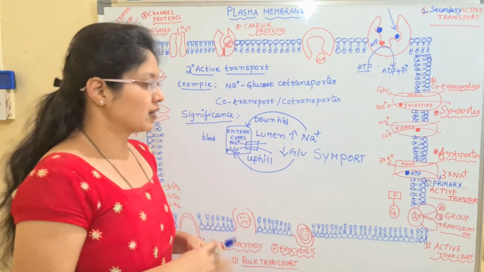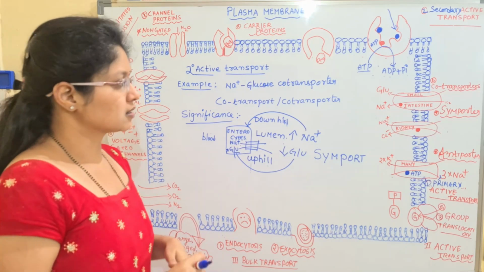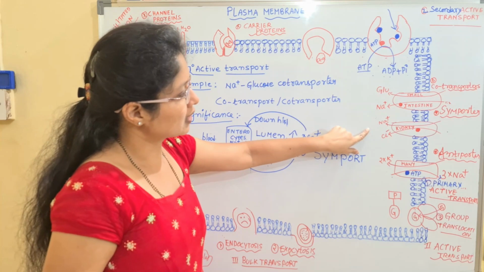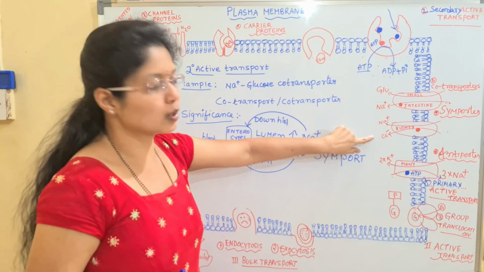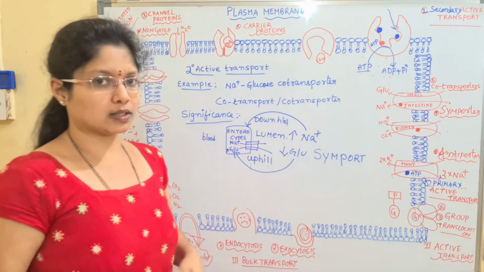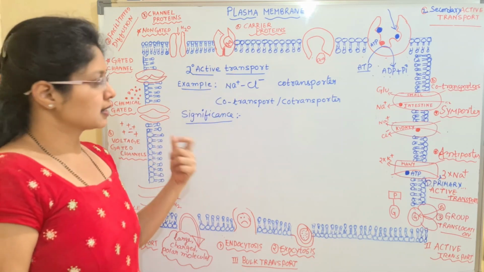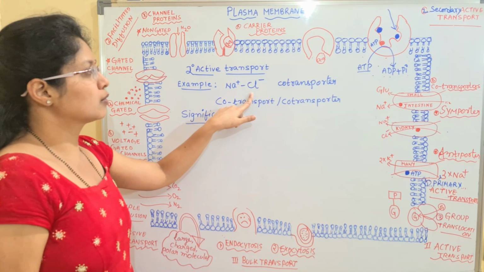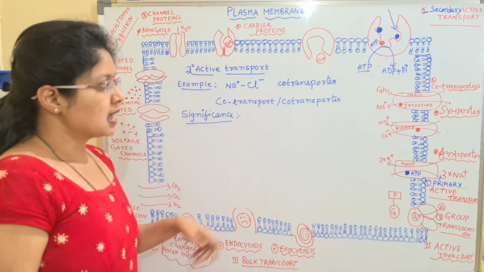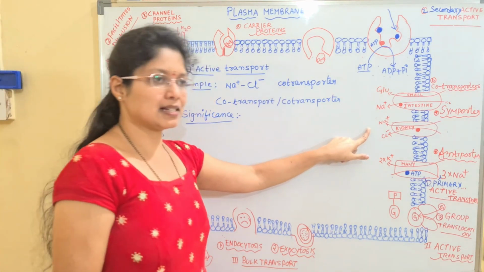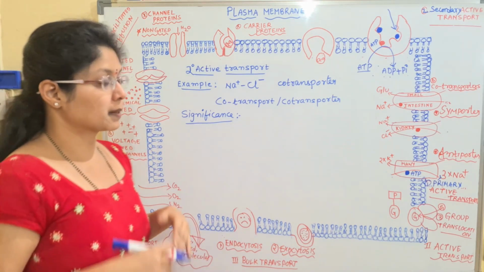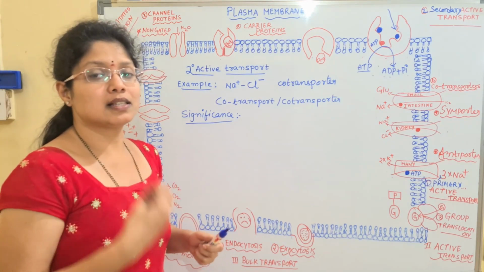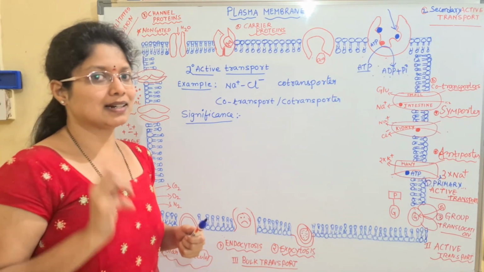And again, I have given another example to make you understand this concept here. So we have another example, that is the sodium chloride co-transporter. This is another example of secondary active transport, and where it is seen mainly is on the kidney cells. It is present on all the cells, but essentially these proteins are more on the kidney cells.